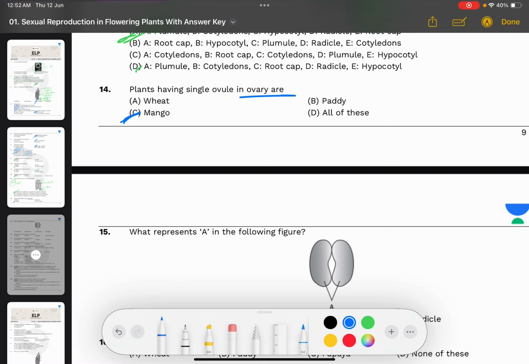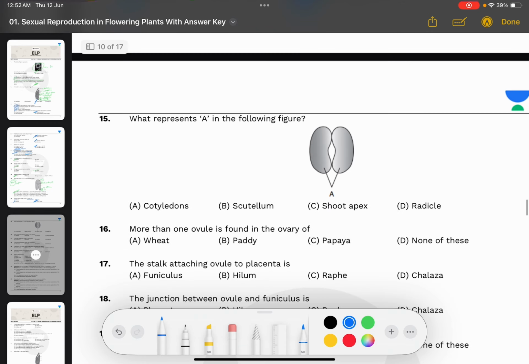Number of ovules in the ovary may be 1 in wheat, paddy, mango, or many in papaya, watermelon, or orchids. What represents A in the following? So here you can see it is the cotyledon. So A represents cotyledon. So what I wrote is right. Let me check. Yes, I am right. It is cotyledon.